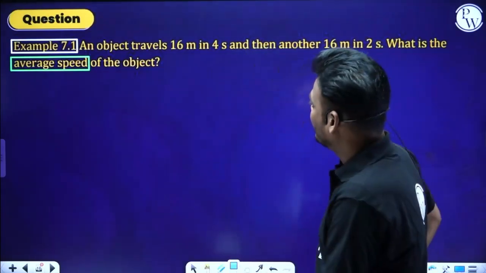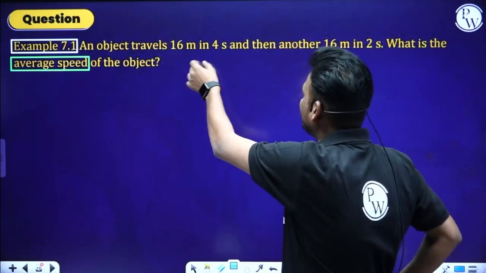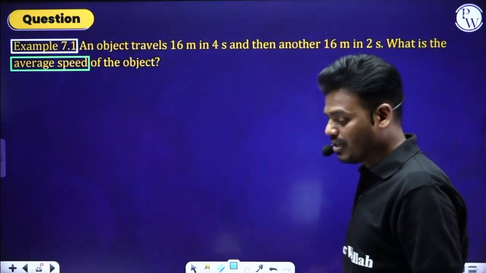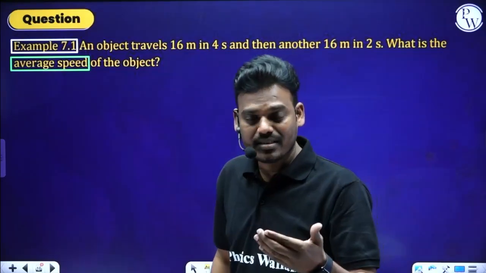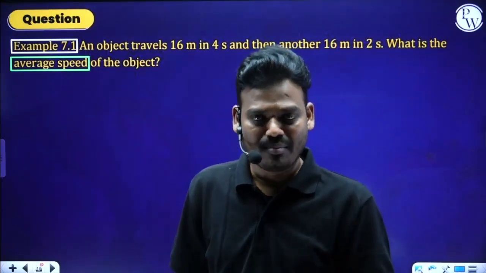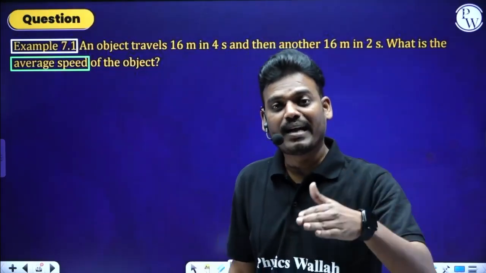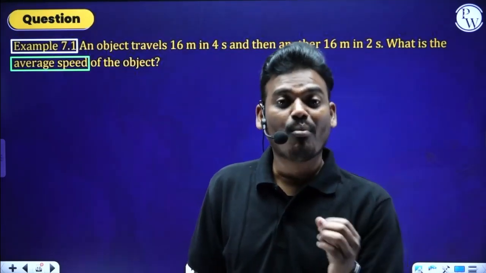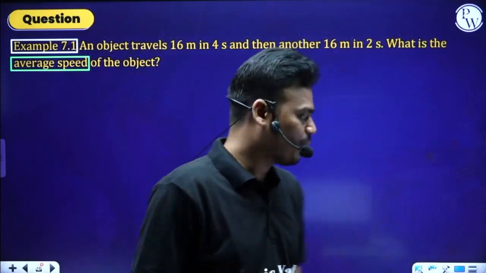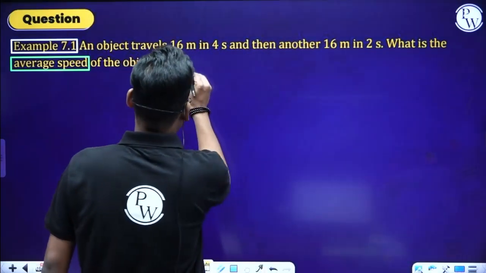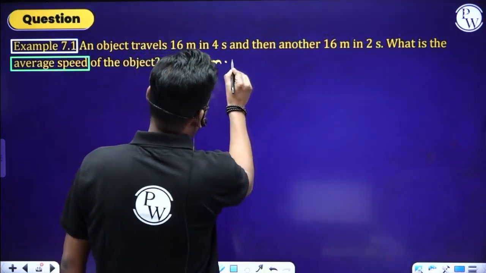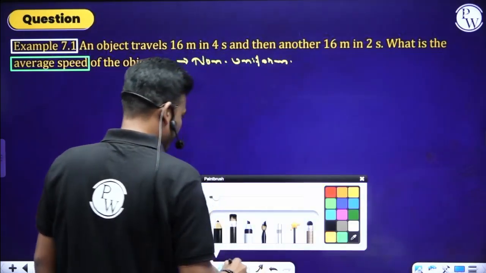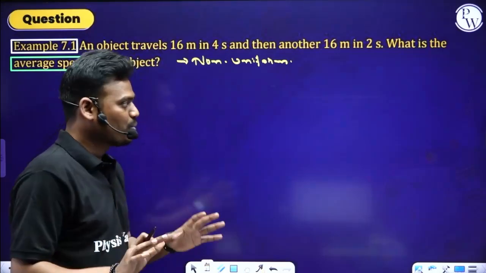Here you can observe that an object travels 16 meter in 4 seconds, then the same 16 meter in 2 seconds. It covers equal distance but not in equal intervals of time. In equal intervals of time, the body is not covering equal distances. Then the motion is a non-uniform motion. Okay, the motion is non-uniform. Let's try to understand the given question.